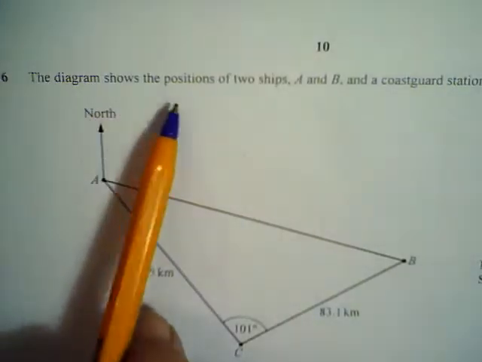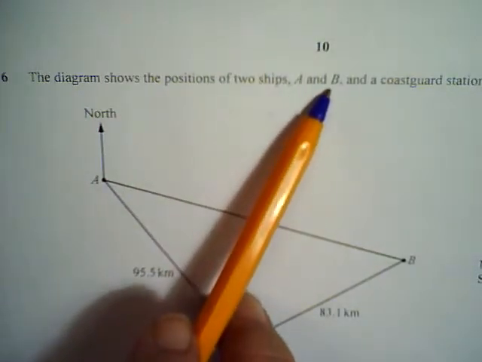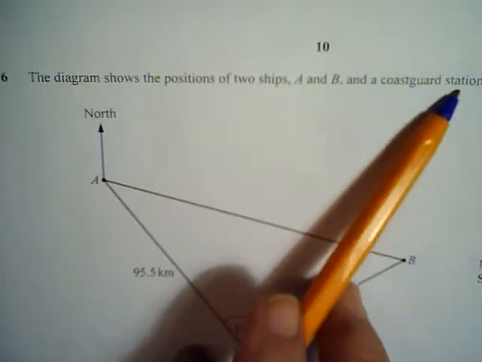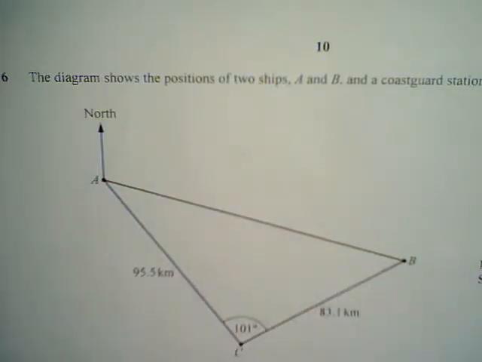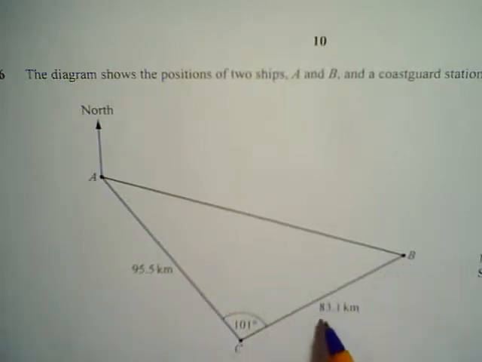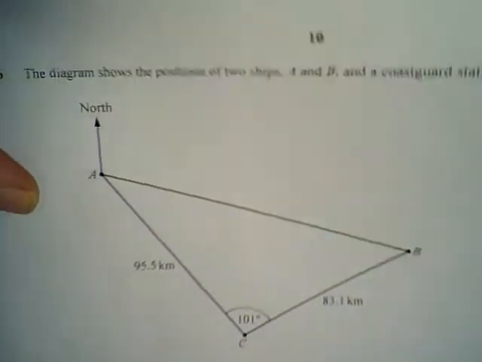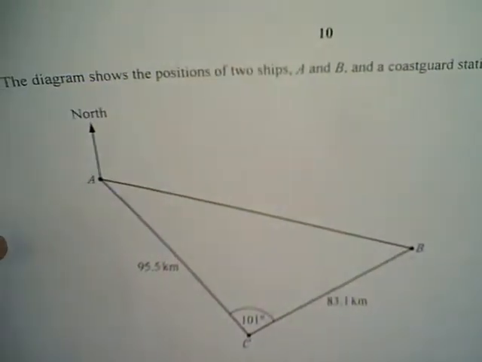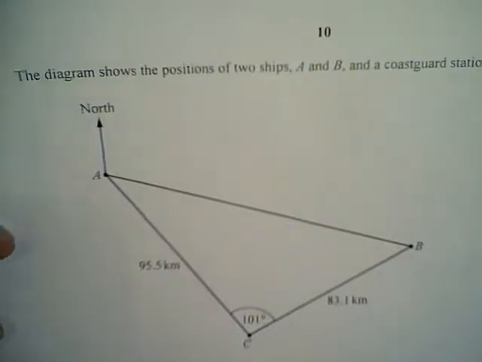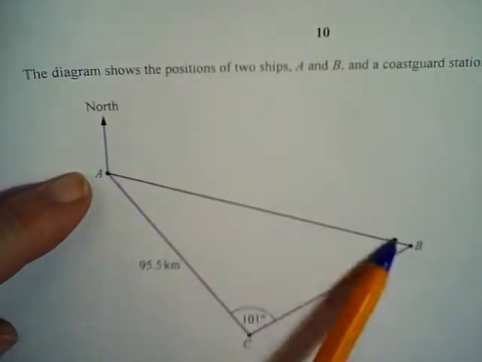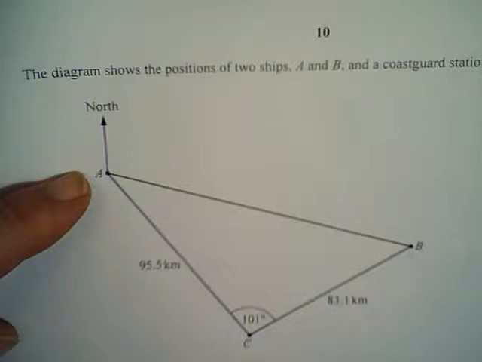The diagram shows the positions of two ships A, B, and the Coast Guard Station C, and they give the distances. This is 95.5 kilometers, and that one is 83.1 kilometers. And now let's see what they want. Calculate the distance of AB between the two ships. Show that it rounds to 138 kilometers, correct to the nearest kilometer.